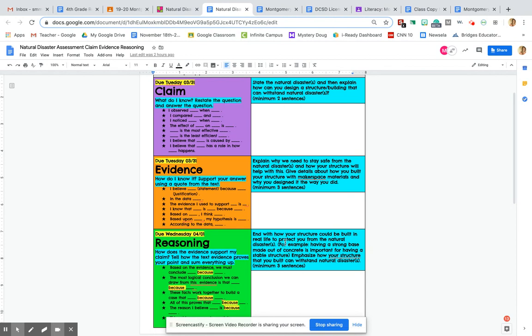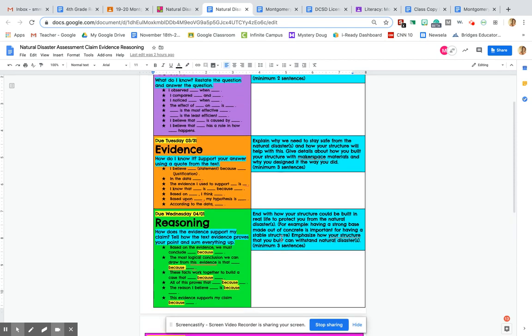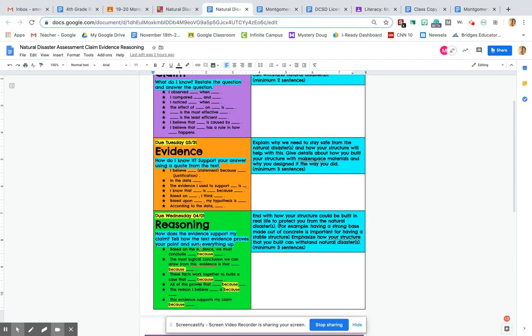Okay, so with the reasoning, this has been a big focus for us the past few weeks in fourth grade. We want to make sure we really take our time and have a reasoning that backs up our evidence, that backs up our claim. With reasoning, you're thinking, how does the evidence support my claim? You're going to tell how the text evidence proves your point and sum everything up. Do not forget to sum everything up. Remember, we always want to have a conclusion sentence at the end of our reasoning.